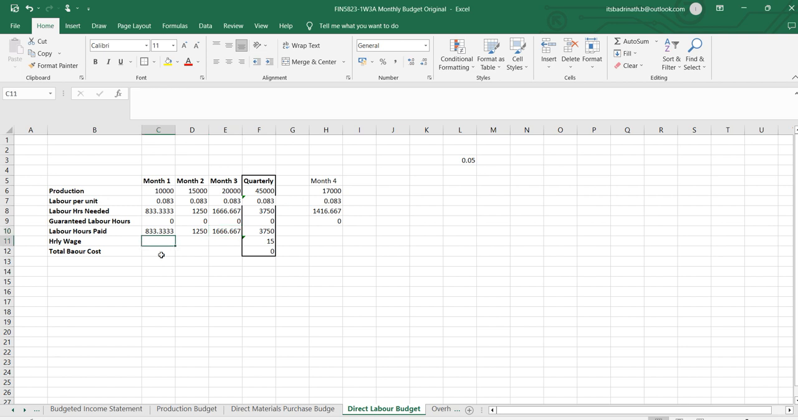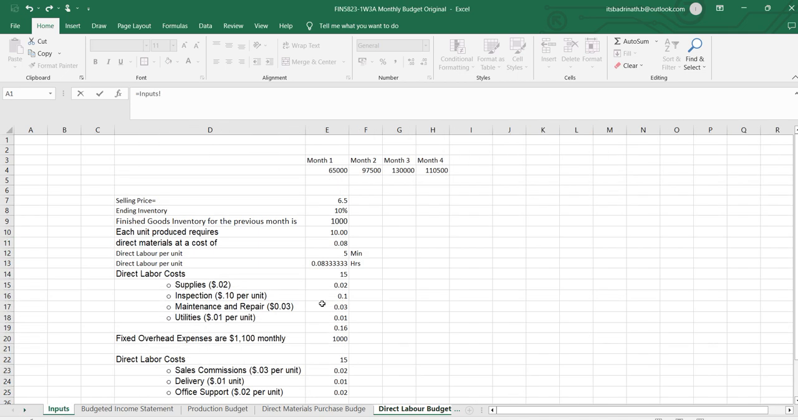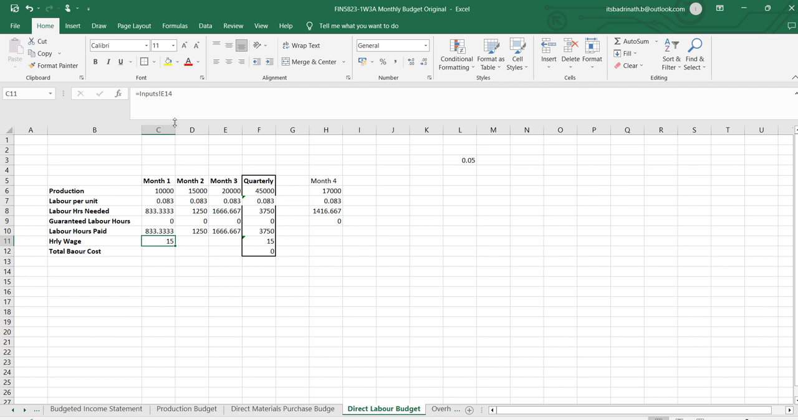Now let us find what is the hourly wage. In the input sheet, it is clearly given. Hourly wage is $15. Okay. So I'm making it static and I'm tagging it for 3 months. The same value is copied and pasted in quarterly.